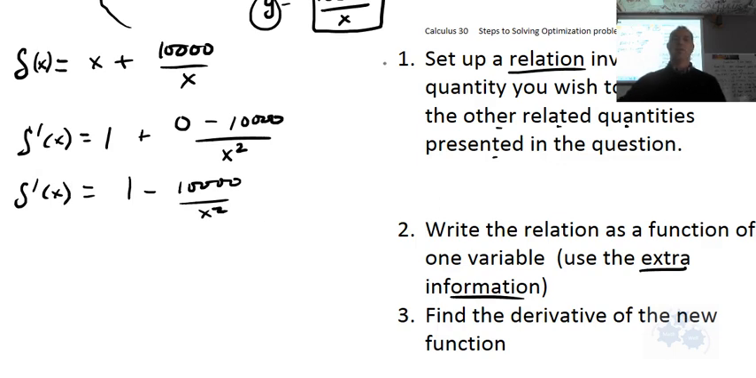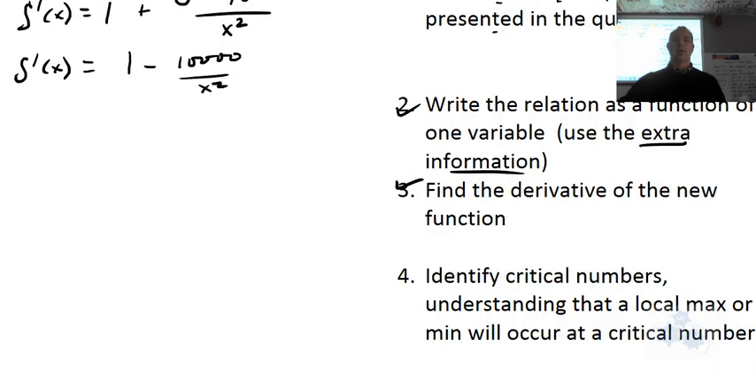Okay, find the derivative. So we've done step 1, step 2, step 3. And these are the steps you're going to follow for every question like this. Number 4 says identify critical numbers. Okay, understanding that the local max or the local min, in this question we're looking for a min, will occur at a critical number. And how do we do that? We set the derivative equal to 0.